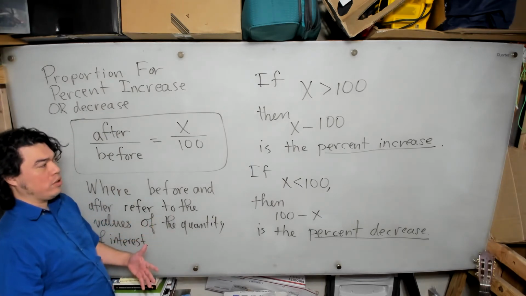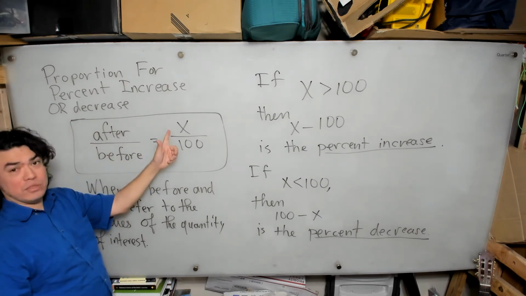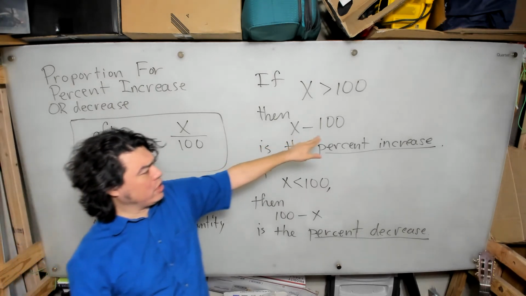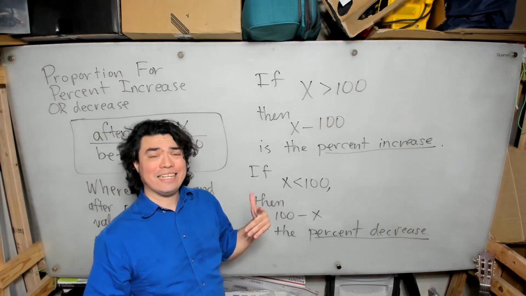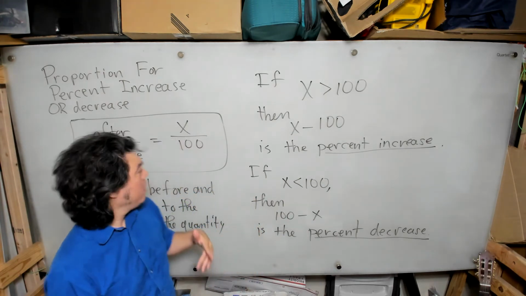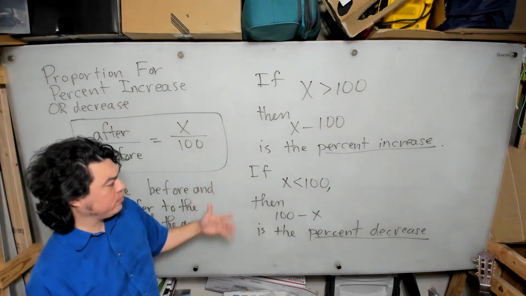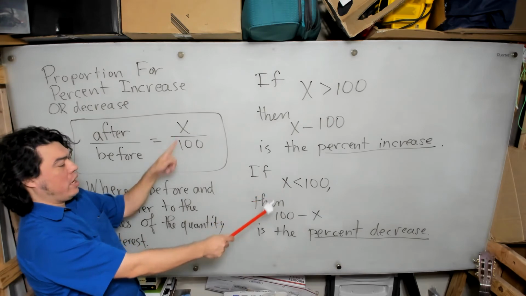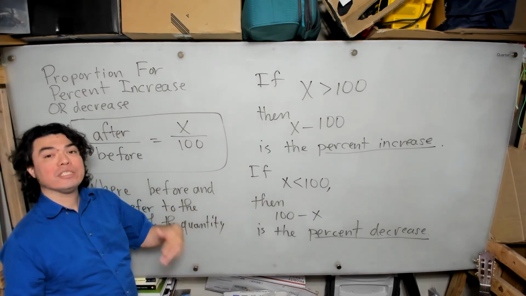And so let's say that we set up this proportion, we solve it, and we get x is 120. Then 120 minus 100 leaves us 20. So we will see that in that scenario, the value will have increased by 20%. If the x that we calculate here is less than 100, then what we will realize is that 100 minus x will be the percent decrease.